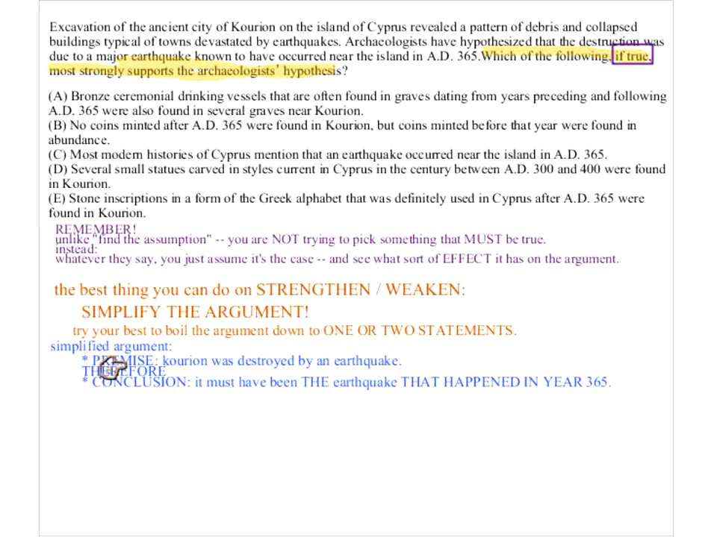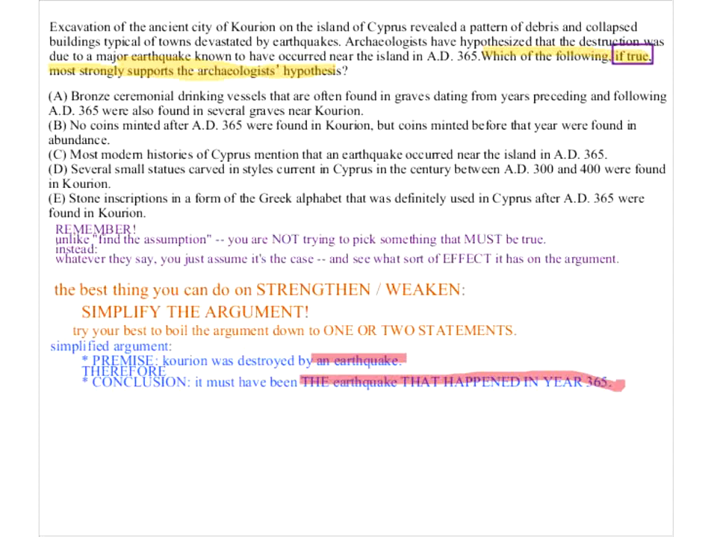So, therefore, we can see there's a big problem here. It's not as obvious when there are as many words surrounding it, but we're somehow getting from an earthquake to the one that happened in 365. That's a pretty big deal there. I mean, that would be like saying, I had a relative who died, therefore he must have died of this particular disease. That's a big thing.